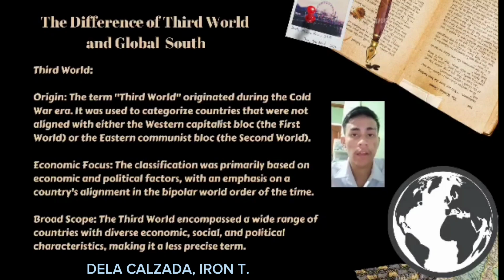So, in the economic focus, the classification was primarily based on economic and political factors, with an emphasis on a country's alignment in the bipolar world of the time. So, in the broad scope, the Third World encompassed a wide range of countries with diverse economic, social, and political characteristics, making it a less precise term.